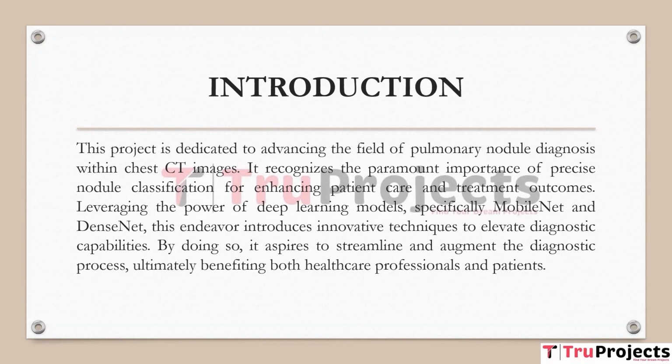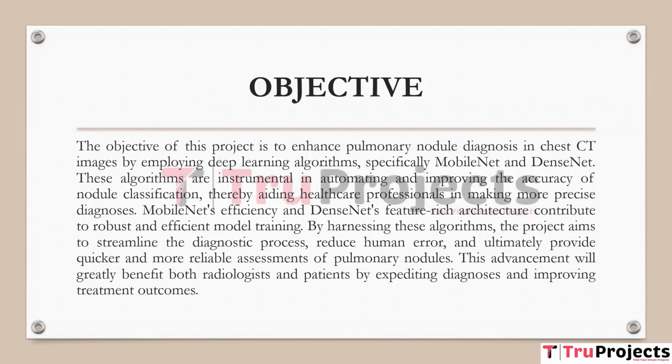This project provides unique ways to improve diagnostic skills by leveraging the potential of deep learning models, which are MobileNet and DenseNet. By doing so, it simplifies and improves the diagnosis process, benefiting both healthcare professionals and patients. The goal of the project is to use deep learning algorithms, notably MobileNet and DenseNet, to improve pulmonary nodule identification in chest CT scans.